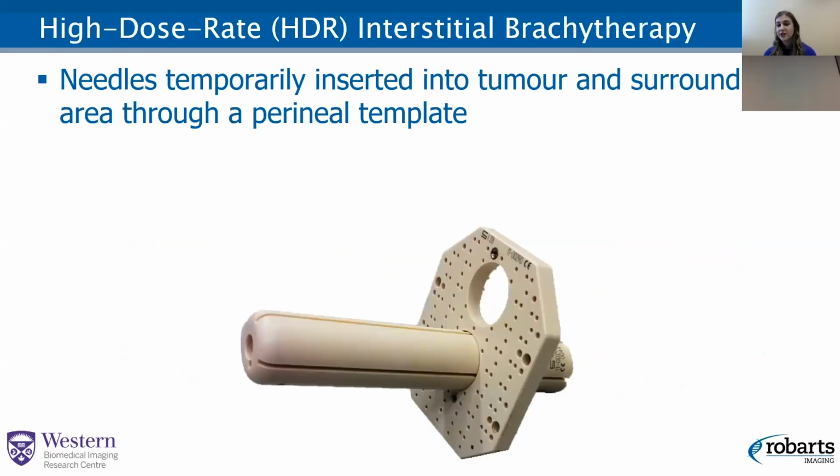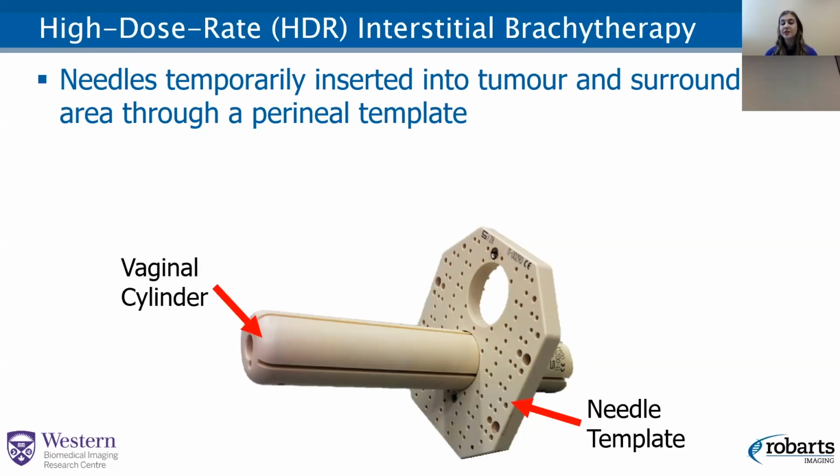One treatment option is known as high-dose rate interstitial brachytherapy. In this procedure, the needles are temporarily inserted into the tumor itself and the surrounding area through a template on the patient perineum. You can see the template at the bottom here, which includes a grid of holes for the needles to be inserted through, as well as a cylinder that's placed into the vagina for stability during the procedure. Once all the needles have been placed, typically about 15 or so at our institution, a high activity radioactive source can then be brought to planned positions within those needles in order to irradiate the tumor from the inside out and preserve as much surrounding healthy tissue as possible.